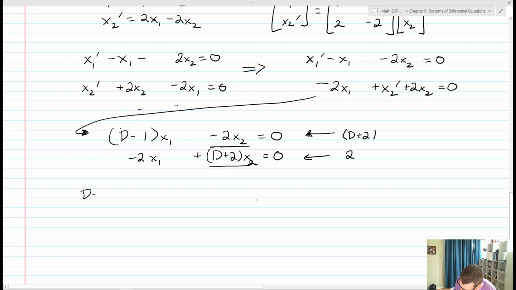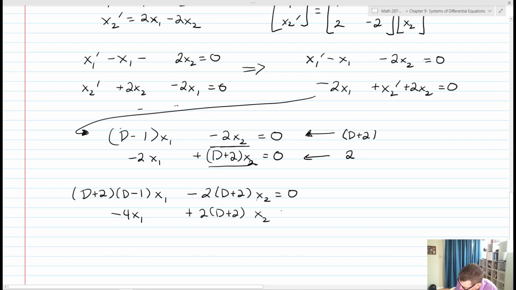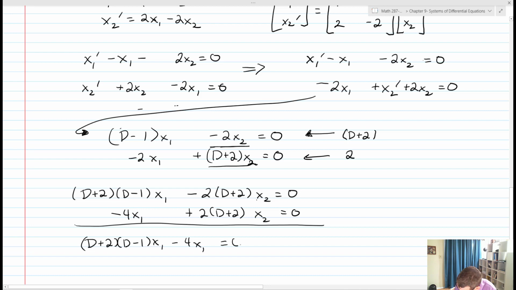So that's going to give me (D plus 2)(D minus 1) x1 minus 2(D plus 2) x2 equals 0. And the bottom is now going to be negative 4 x1 plus 2(D plus 2) x2 equals 0. When we combine them, what we'll now get is (D plus 2)(D minus 1) x1 minus 4 x1 equals 0.